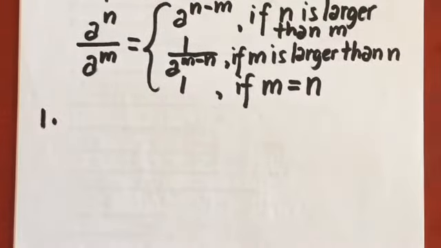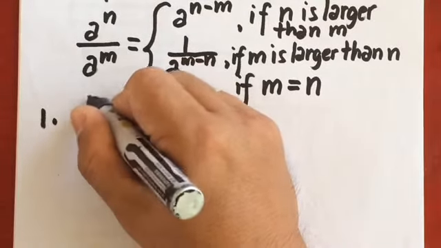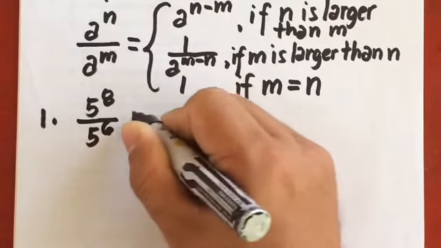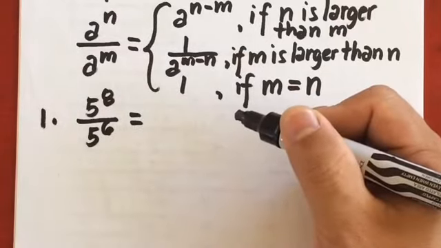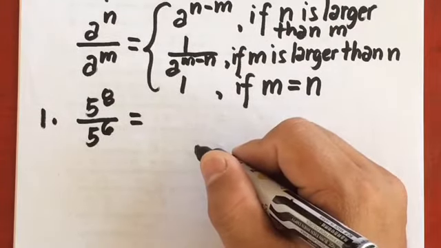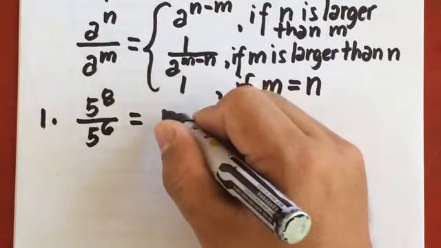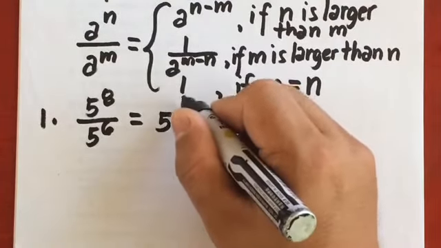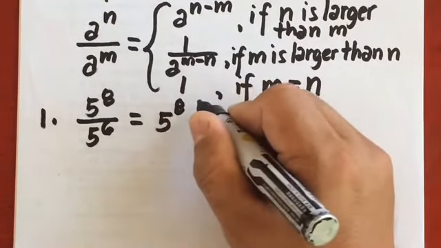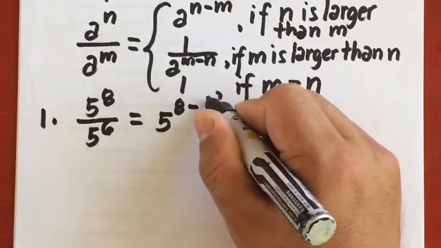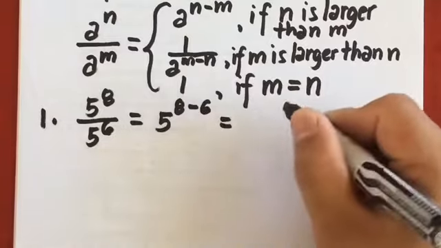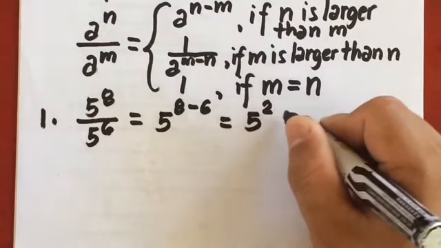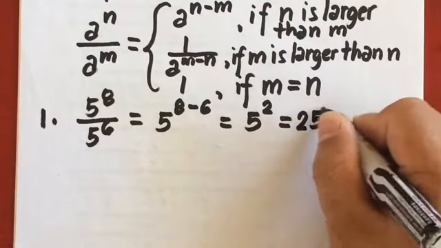Let's have some examples. Let's have 5 to the power of 8 divided by 5 to the power of 6. In here, the exponent of the numerator is larger than the denominator, therefore we can use the first case. We're going to copy the base 5, then subtract the exponent of the numerator, which is 8, and the exponent of the denominator, which is 6. So the answer here will be 5 to the power of 8 minus 6, that is 2. So 5 squared, which is equivalent to 25.